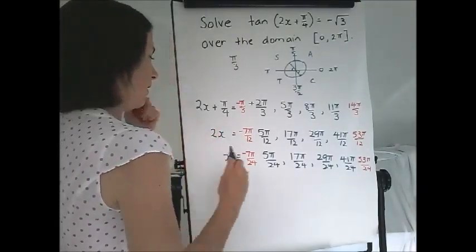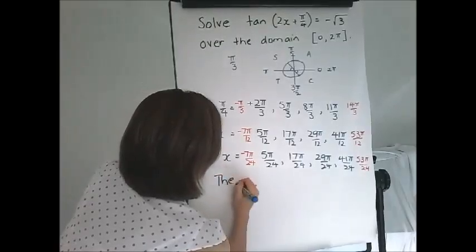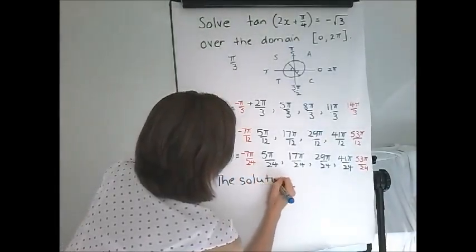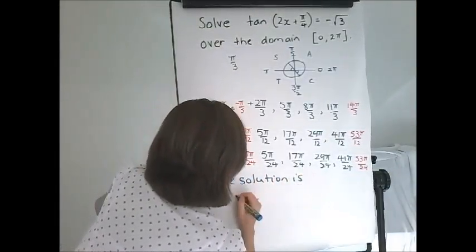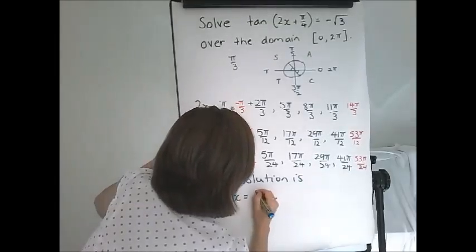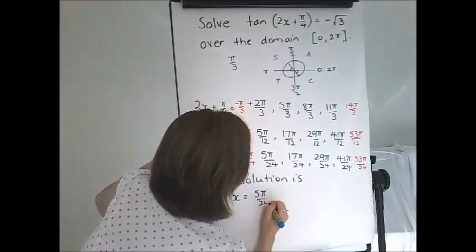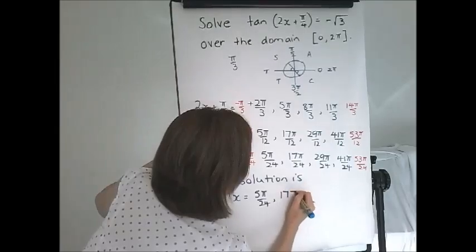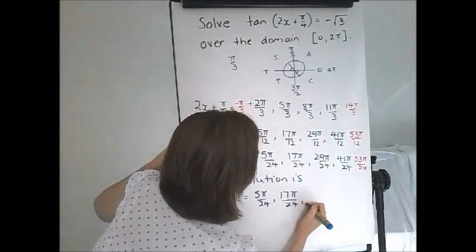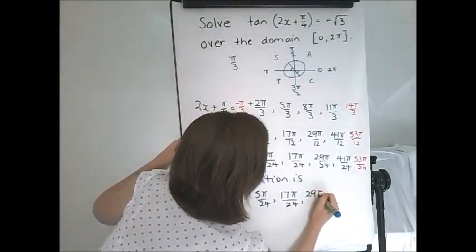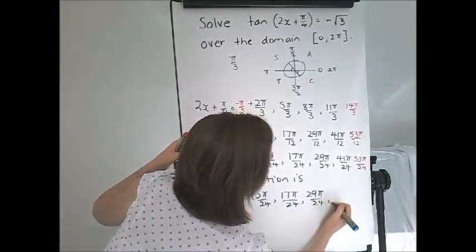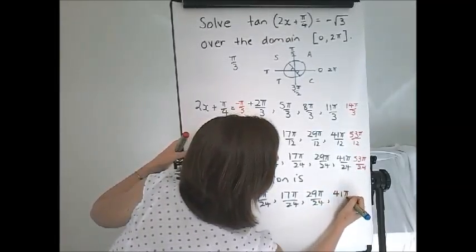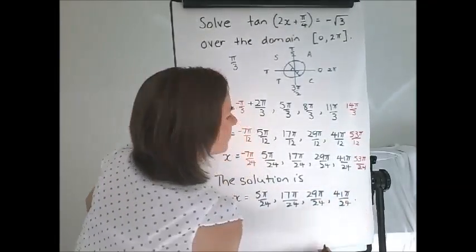So the solution is x equals 5 pi on 24, 17 pi on 24, 29 pi on 24, and 41 pi on 24.